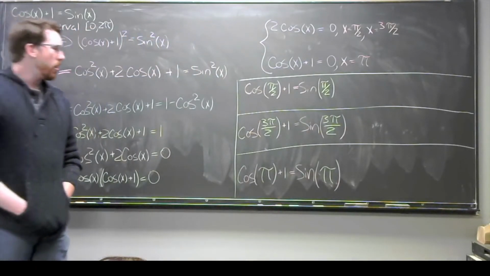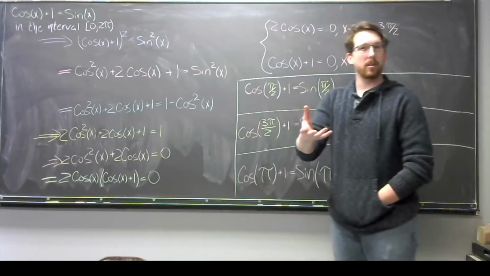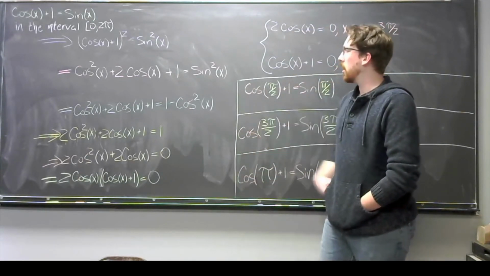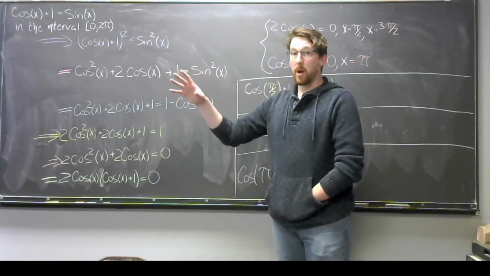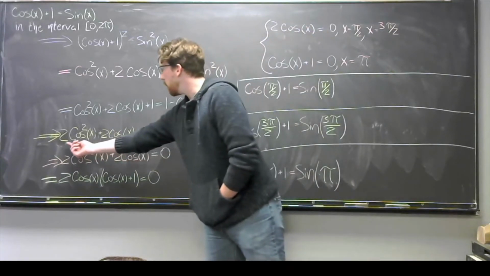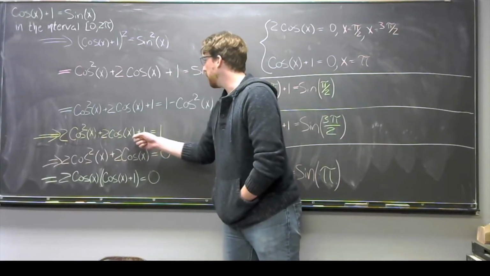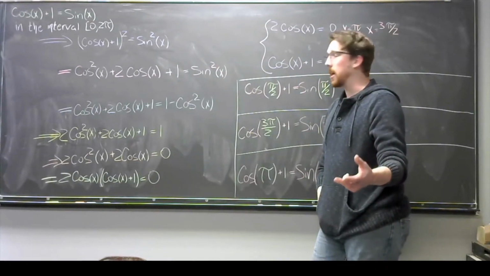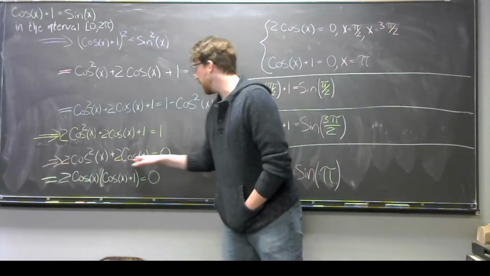Well, that sine squared we know is actually 1 minus cosine squared, right? So why don't we rewrite it that way? Now that we've rewritten it, why don't we add cosine squared to both sides? When we do that, we'll get 2 cosine squared plus 2 cosine plus 1 is equal to 1. Now we're going to want to subtract 1 from both sides. We're going to have 2 cosine squared plus 2 cosine is equal to 0.